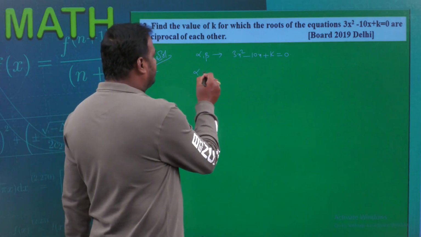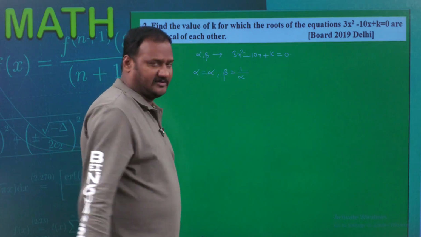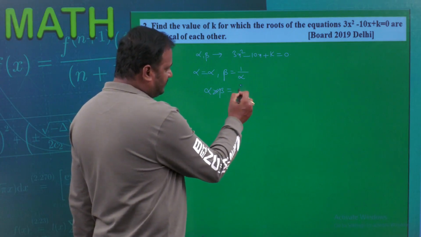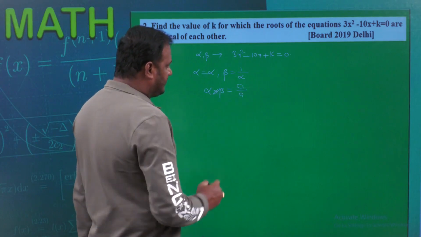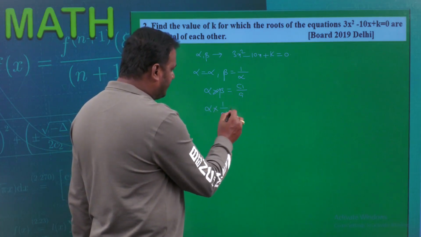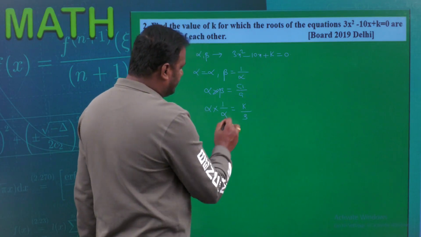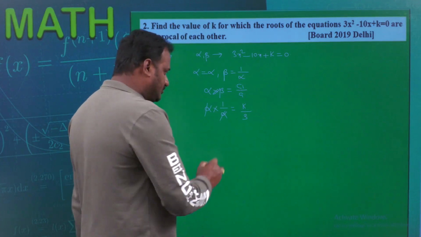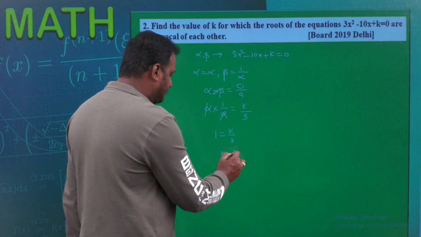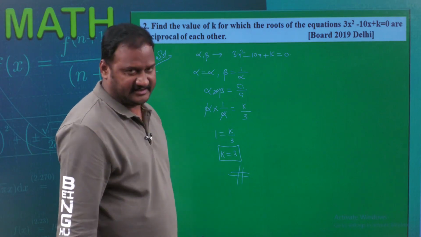So here alpha is equal to alpha and beta is equal to 1 by alpha according to the given problem. We know the formula for alpha into beta, right? Alpha into beta is equal to c by a. So alpha into beta is equal to 1 by alpha, equal to c by a, which is k divided by 3. So alpha gets cancelled. So 1 is equal to k divided by 3. Therefore the value of k is equal to 3. So this way we can get the value of k easily.